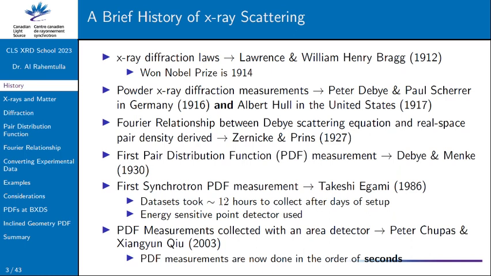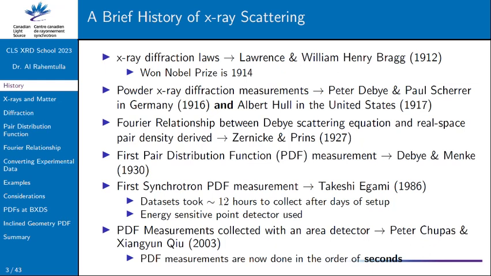And then just 3 years after that was when the very first pair distribution function measurement was done. At that point, the method pretty much sat on a shelf for a while until we get to the 80s when the first synchrotron experiment was done. This wasn't an easy feat. Measurements took a very long time, on the order of 12 hours to days to do properly, and that's after days of setup. Part of this is because energy-sensitive point detectors were being used to both cover high angles and only get the total scattering of interest.